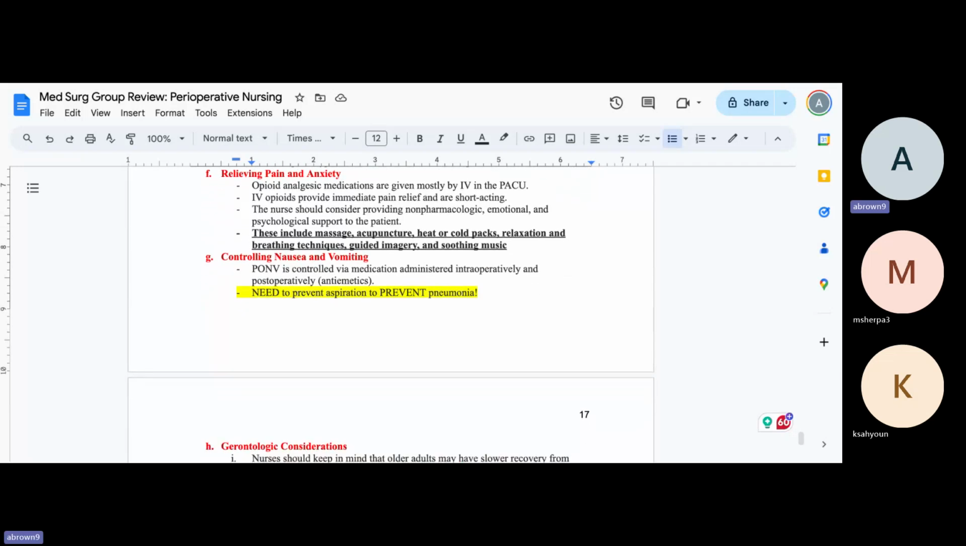Relieving pain and anxiety. Opioid analgesic medications are given mostly by IV in the PACU. IV opioids provide immediate pain relief and are short-acting. The nurse should consider providing non-pharmacological, emotional, and psychological support to the patient. And these are some of the examples.